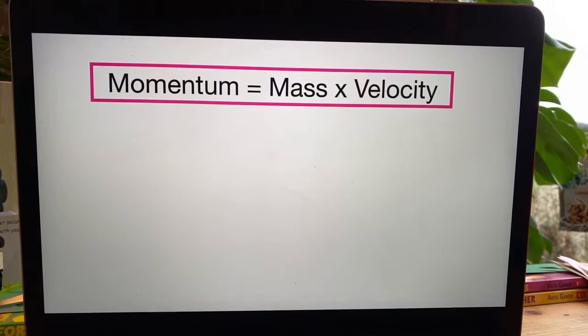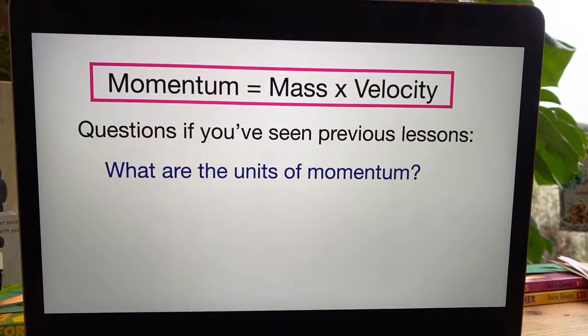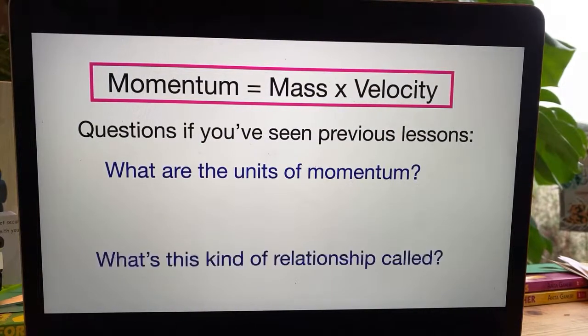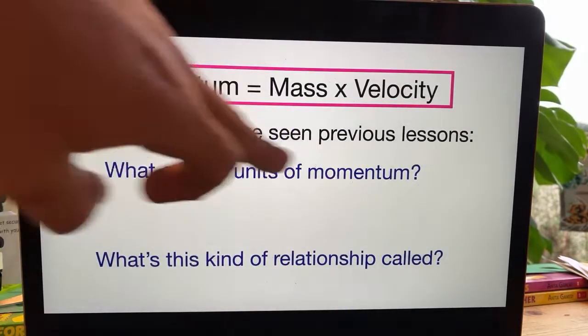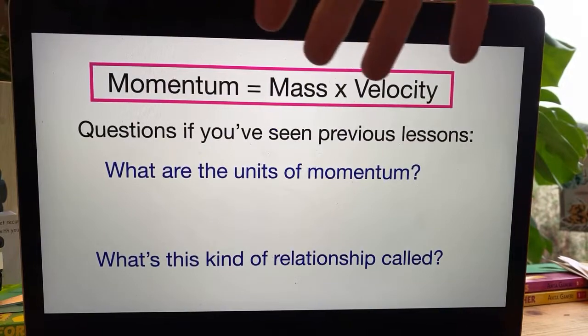If you've been to some of the previous forces and motion lessons, here are some questions for you. What are the units of momentum? And what is this kind of relationship called? So momentum equals mass times velocity. You would probably immediately know that if mass was 2 and velocity was 3, then momentum would equal 2 times 3, which is 6. But remember, whatever you do to the numbers, you do to the units as well.